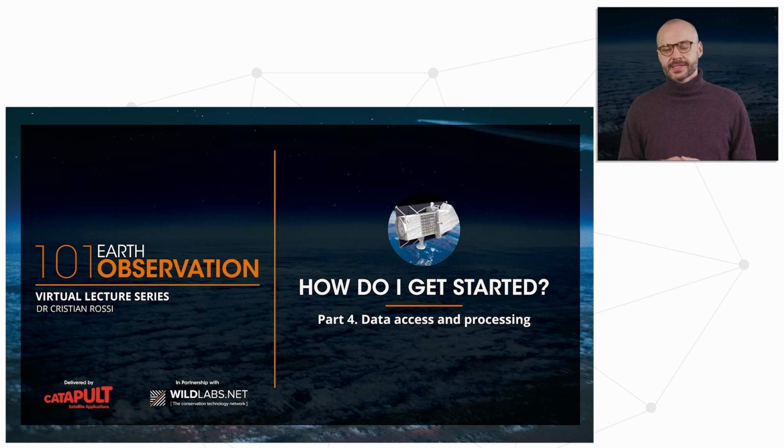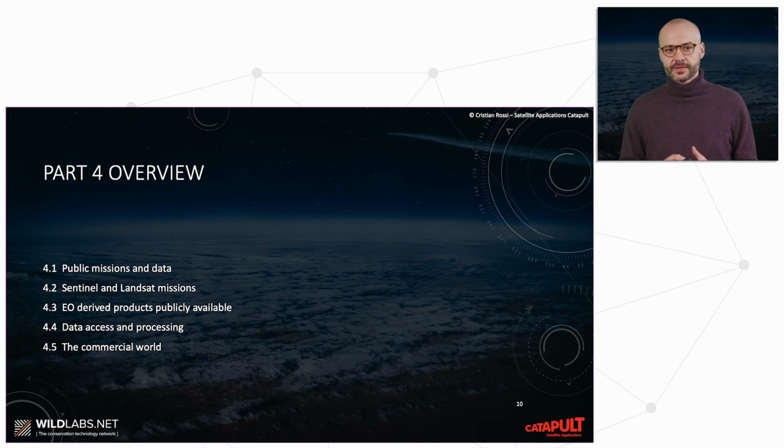Finally, the last part of our series is: how do I actually get started? Once we get all this information about remote sensing and Earth observation, where do I get data? Where do I process data? We will see this in 5 different short videos, which will cover public missions and data. We will see specifically Sentinel and Landsat missions, and then we will also have a look at Earth observation derived products which are publicly available, followed by data access and processing, and finally we will have a look at the commercial world.